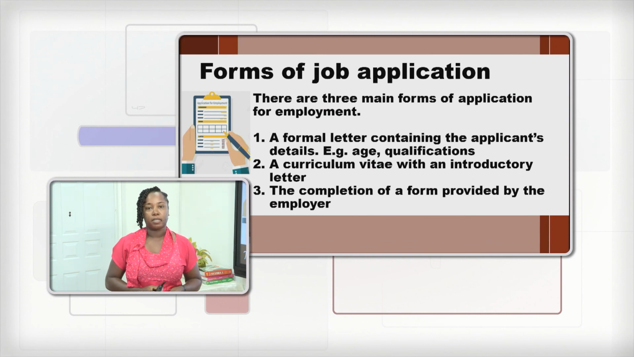There are three main ways that you can apply for employment. First, you can write a formal letter containing the applicant's details, for example, age and qualifications. Secondly, you can write a curriculum vitae, also known as a CV, with an introductory letter. And thirdly, some places prefer that you complete a form which they provide. So those are the three main ways in which you can apply for a job.